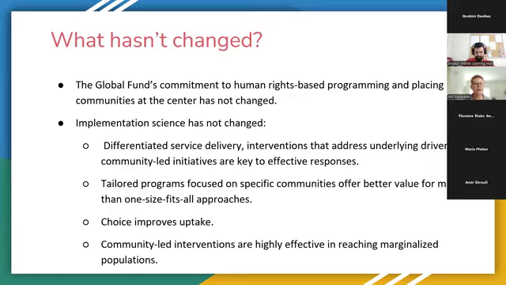We know that differentiated service delivery, interventions that address underlying drivers, and community-led initiatives are really key to effective disease responses. We also know that tailored programs that focus on specific communities offer better value for money than a one-size-fits-all approach. We know that choice improves uptake. And critically, we know that community-led interventions are highly effective in reaching marginalized populations. Next slide, please.